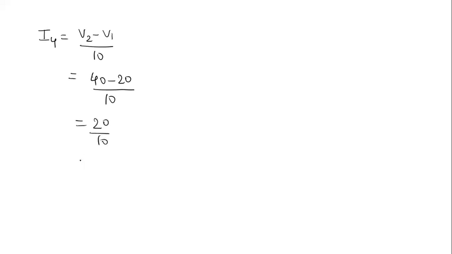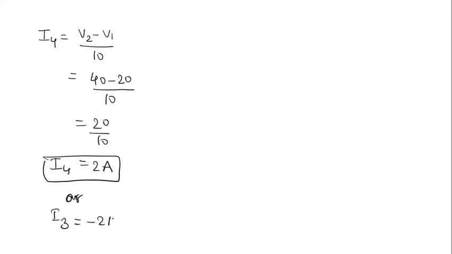Similarly, if you want to find I4, because I4 and I3 are opposite, I4 was (V2 minus V1) divided by 10. So it is equal to (40 minus 20) divided by 10, because V2 is 40 and V1 is 20. So it is 20 by 10, which is 2 ampere, right? Or I3 is equal to minus 2 ampere.